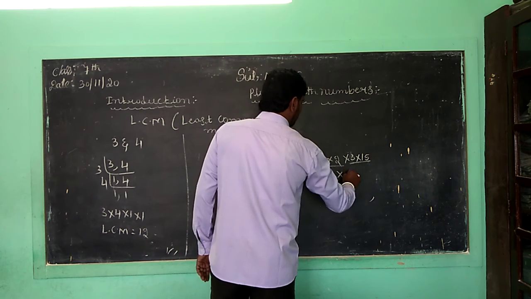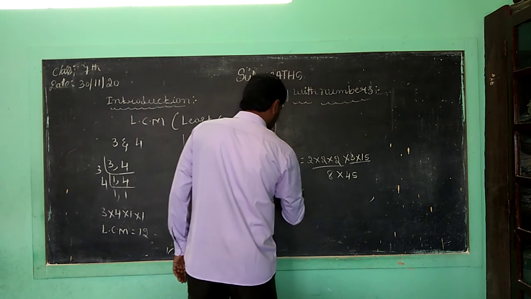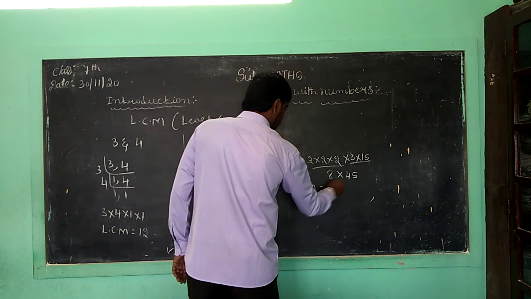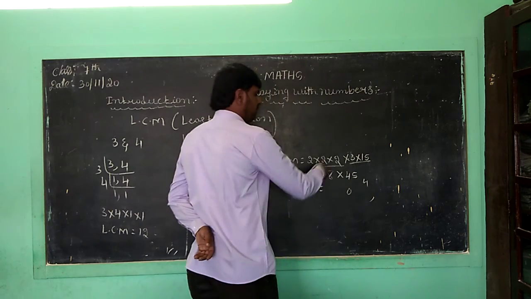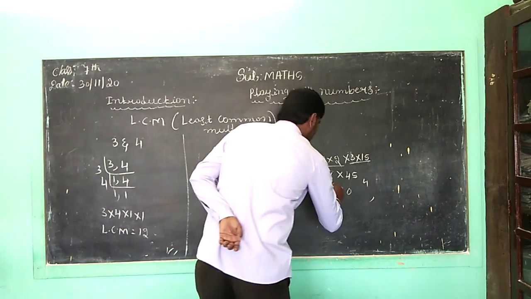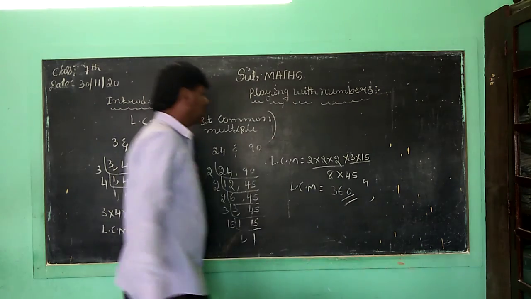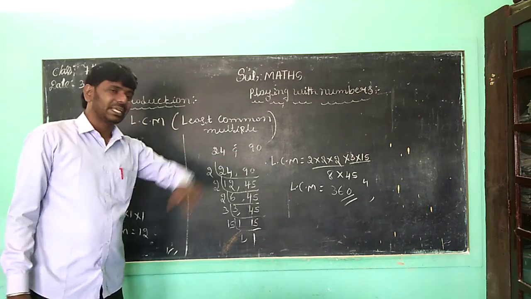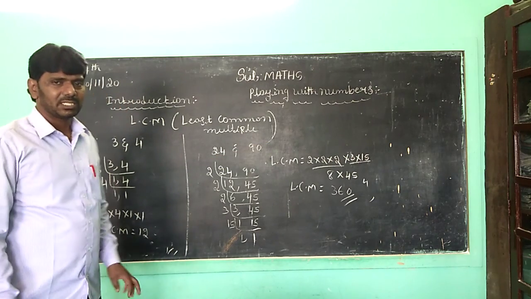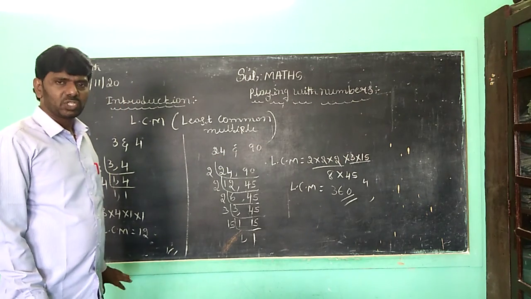So 15 3s are 45. Children, now you want to multiply. LCM is equal to 8 5s are 40. Carry 4. 8 4s are 32 plus 4 is 36. 360. This is the least common multiple. So, children, least common multiple means 360. Correct, children? You can understand this one.